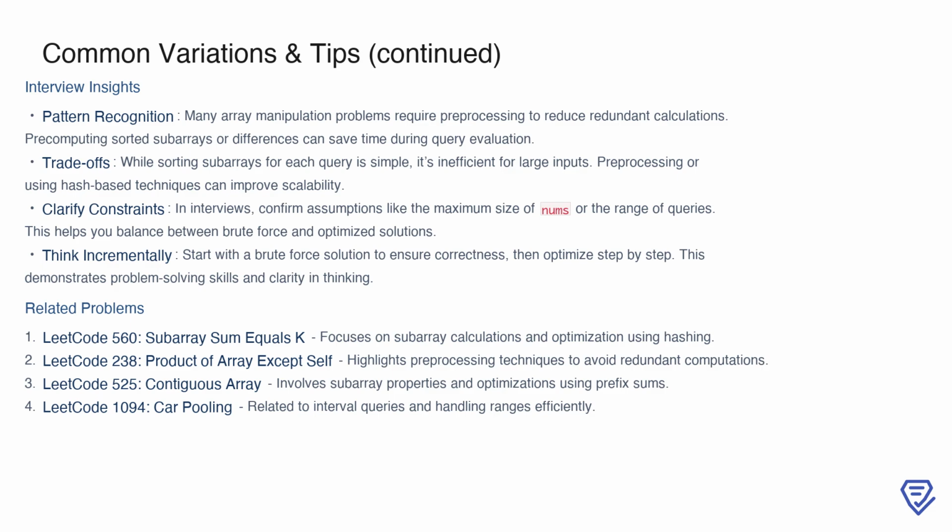When it comes to trade-offs, sorting subarrays for every query might seem simple, but it can quickly become inefficient for larger inputs. Instead, explore pre-processing techniques or hash-based methods to scale your solution effectively. It's also critical to clarify constraints during interviews. For example, ask about the maximum size of the input array or the range of queries. This information helps you decide when to use a brute force approach versus a more optimized solution.